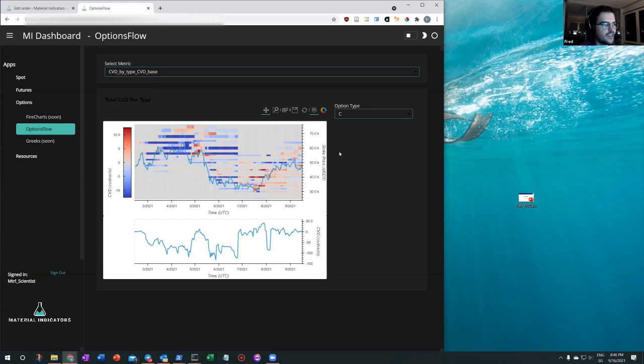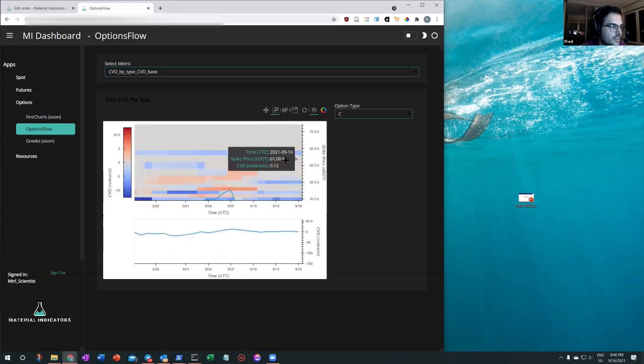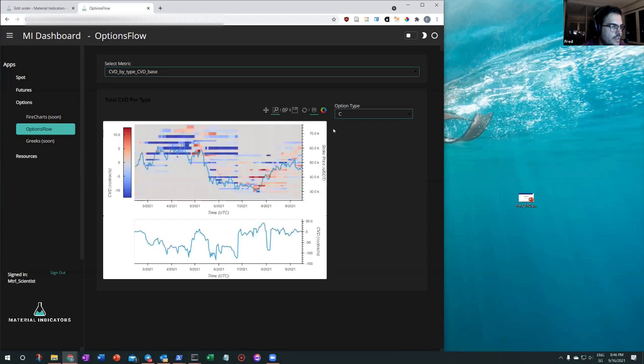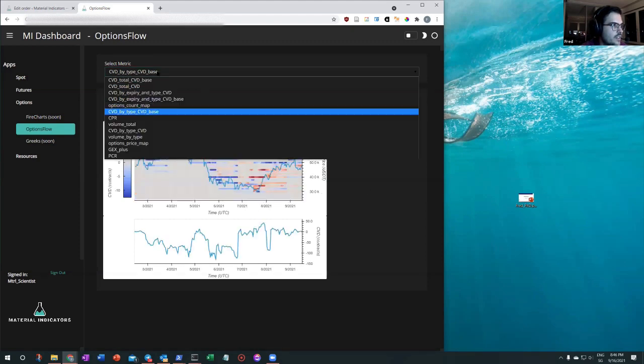I don't know. So, are those bids at 60? Is that for another product up here? Yeah, those are calls at 60K, but I think they were already sold. Oh, right. But this is the number of contracts. We also have CVD by type.